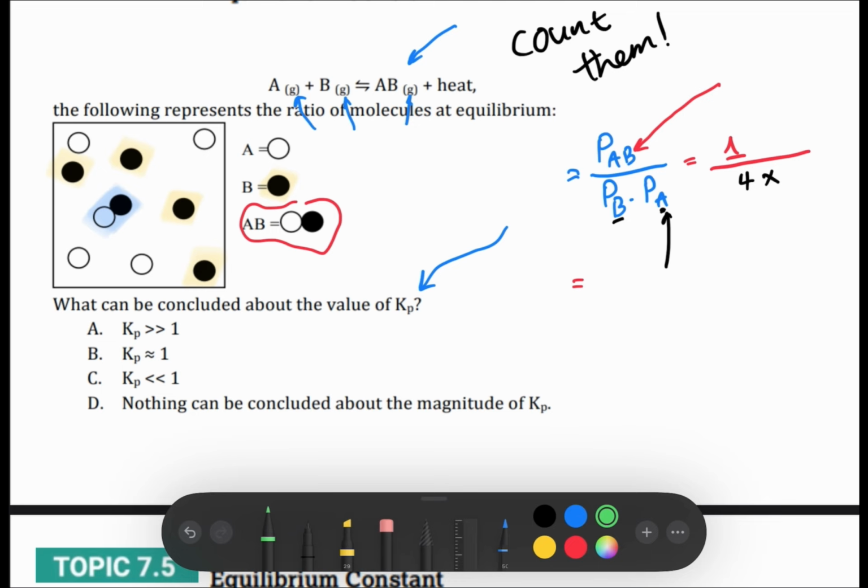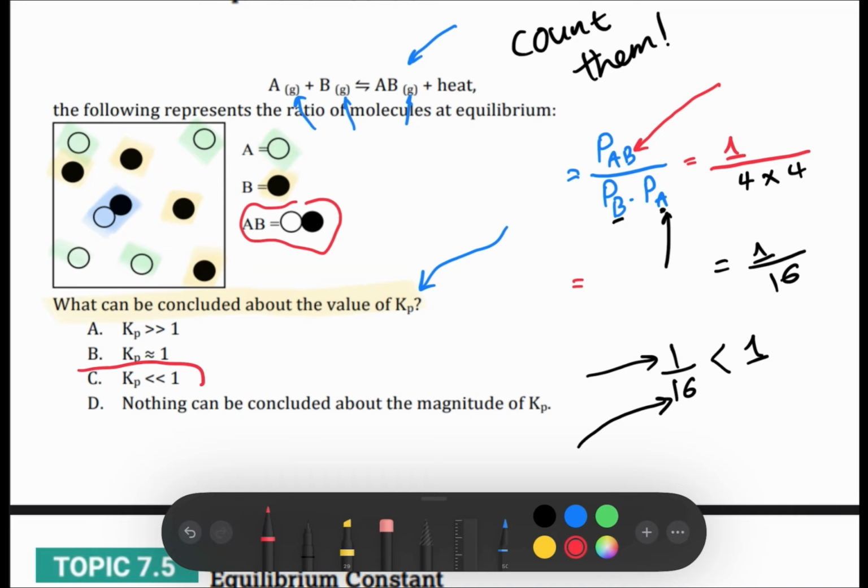How many particles of A do we have? We have 1, 2, 3, and 4. Then you have to say you have 4 particles of A. Then the answer is equal to 1 over 16. 1 over 16, for sure, is less than 1. The question says, what can be concluded about the value of Kp? For sure, it's going to be less than 1 because you can see the denominator is greater than the numerator. That's why it's less than 1. So your answer is going to be C.